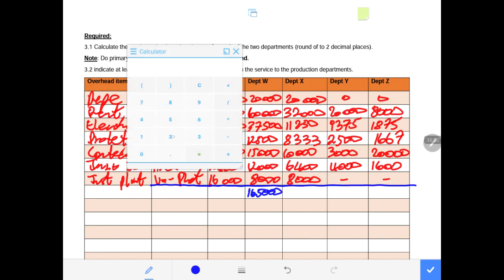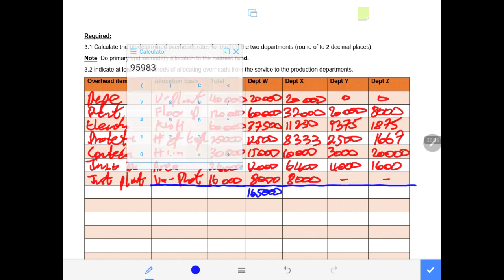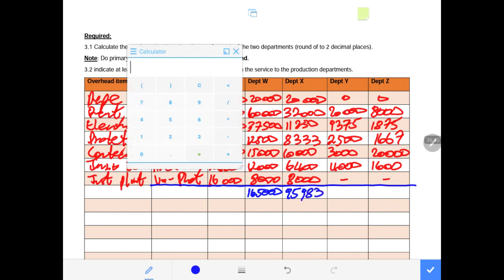Then after, we have 20,000 plus 32,000 plus 11,250 plus 8,333 plus 10,000 plus 6,400 plus 8,000. We get 95,983.